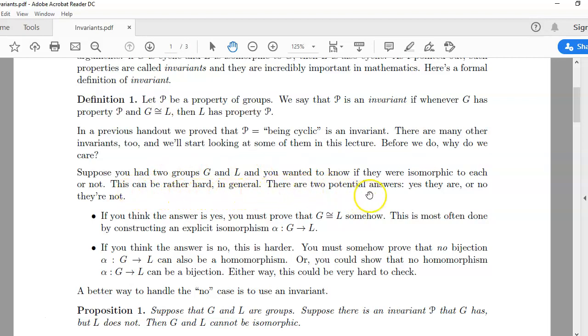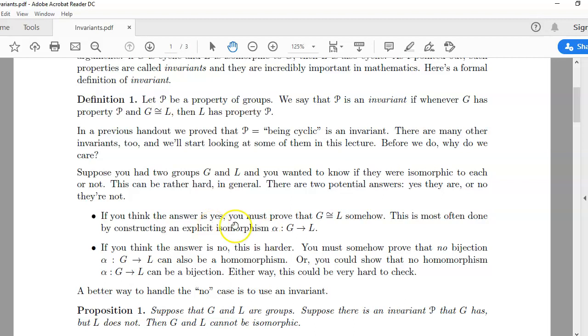Now, there are two potential answers to the question. Yes, they are isomorphic, or no, they're not. And how you argue your answer depends on if your answer is yes or no. In some sense, the yes answer is easier because there's less to do. If you think the answer is yes, that G and L are isomorphic, then you've got to prove they're isomorphic somehow. And this is most often done by actually sitting down and constructing an explicit isomorphism alpha that runs from G to L. You just sit down and you have to find the function from G to L. You've got to check that your function is one-to-one. You've got to check that it's onto, and you've got to check that it's a homomorphism.